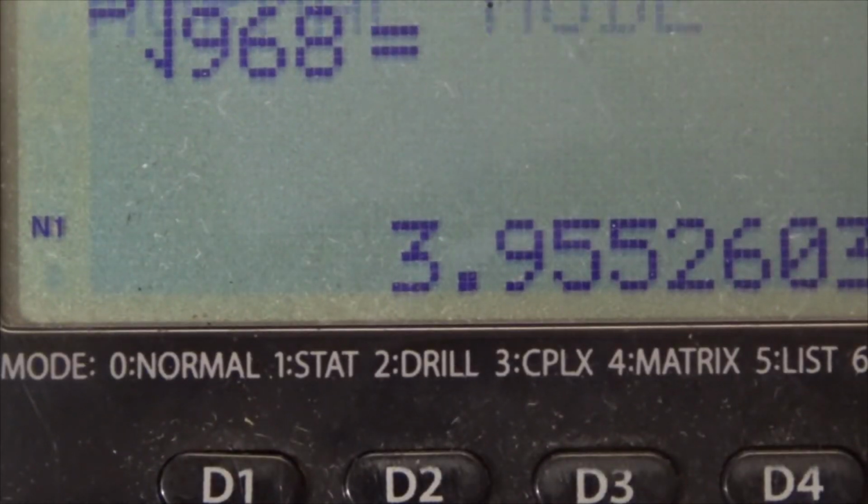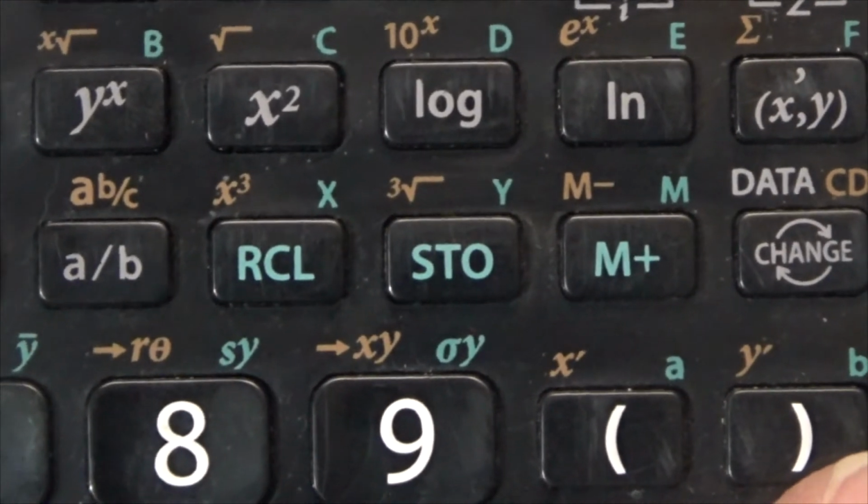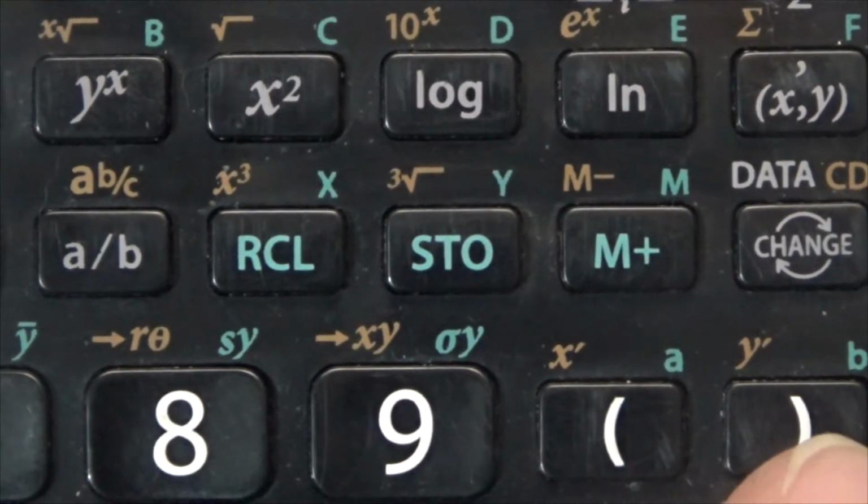Now using the cube root function, you would not have to hit the number first, or the square root, you wouldn't have to.